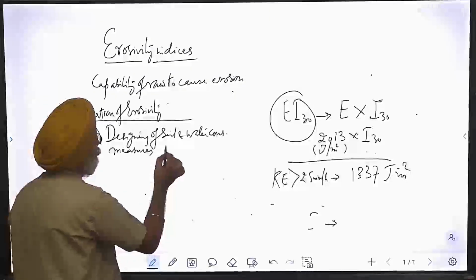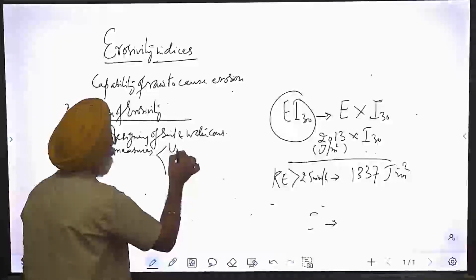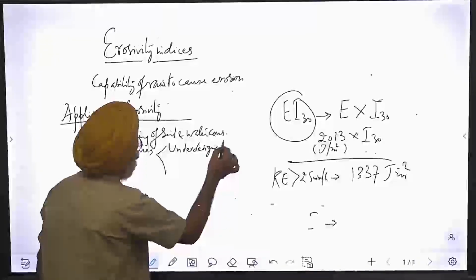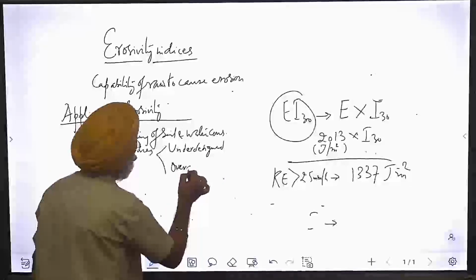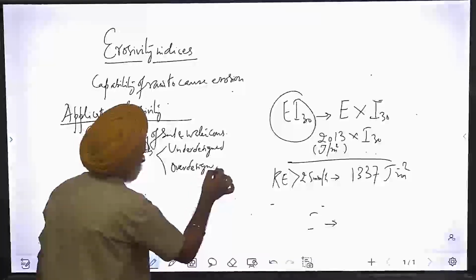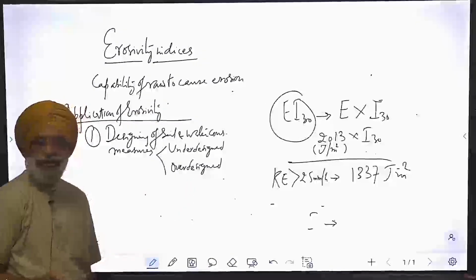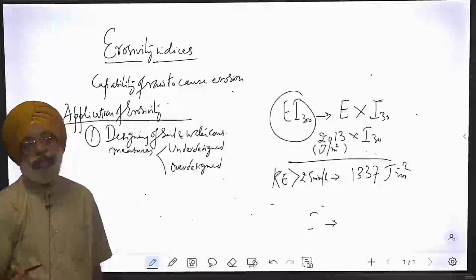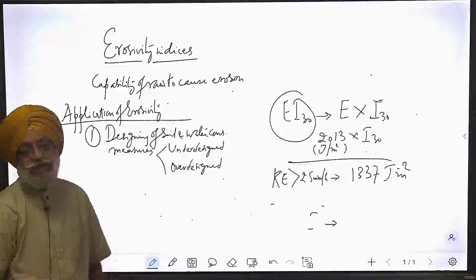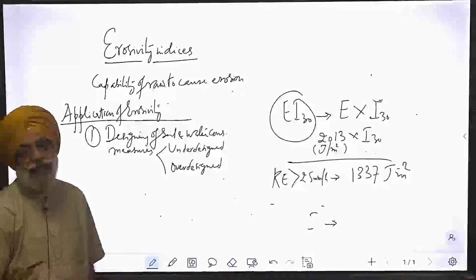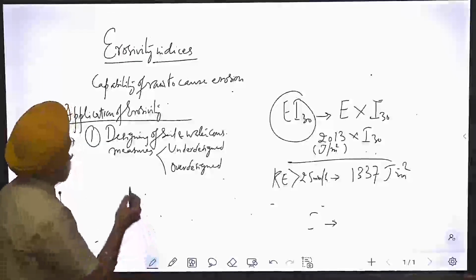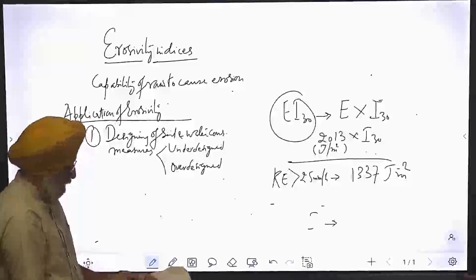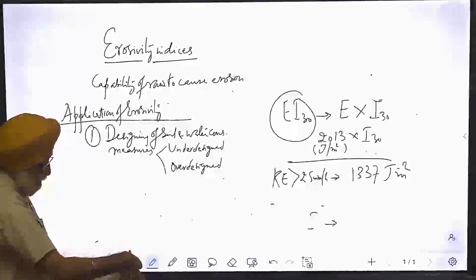If these are under designed, then instead of checking the soil erosion, they may enhance the rate of soil erosion, and if these are over designed, that will not be economical for you. You will be spending too much money for a small amount of erosion. So it is always better to have an idea about the erosivity of that particular area. This is its first application.